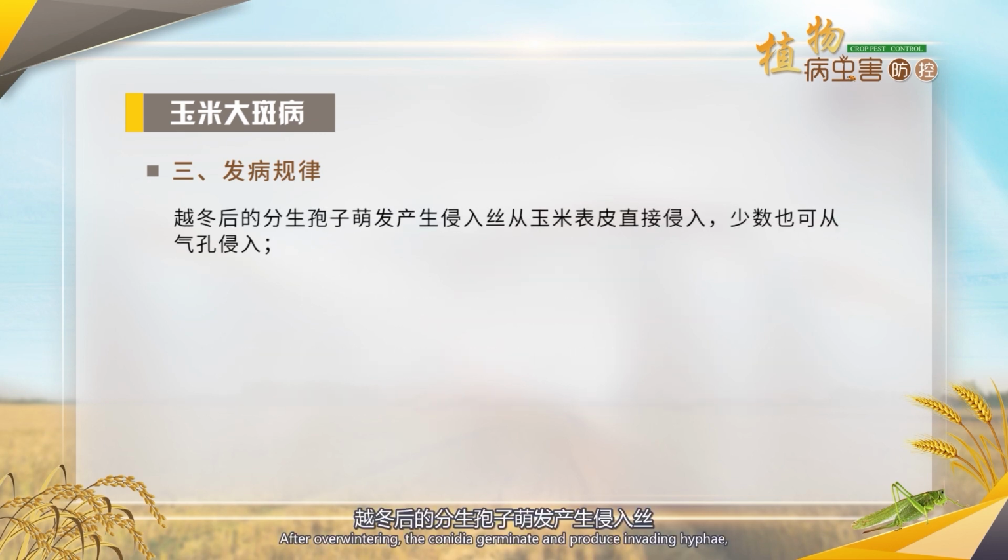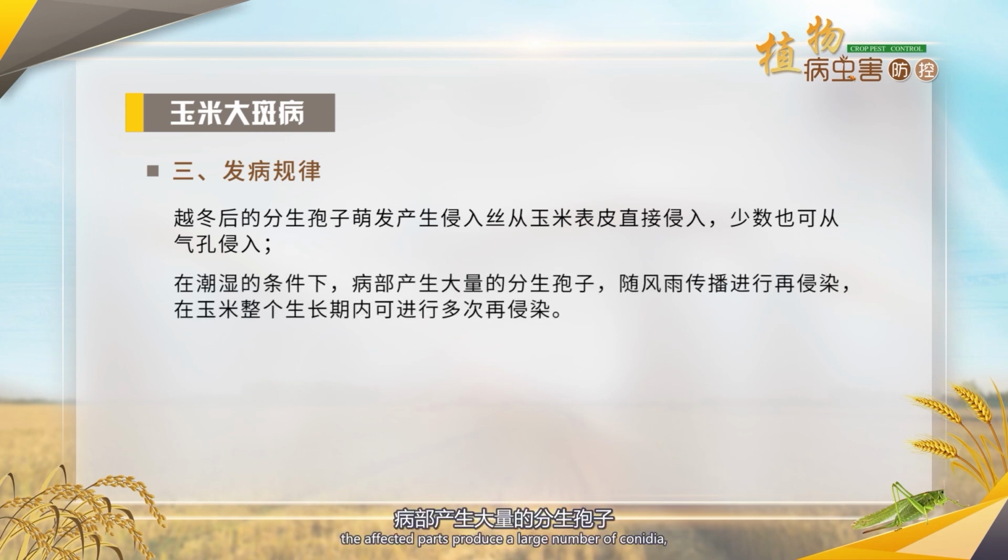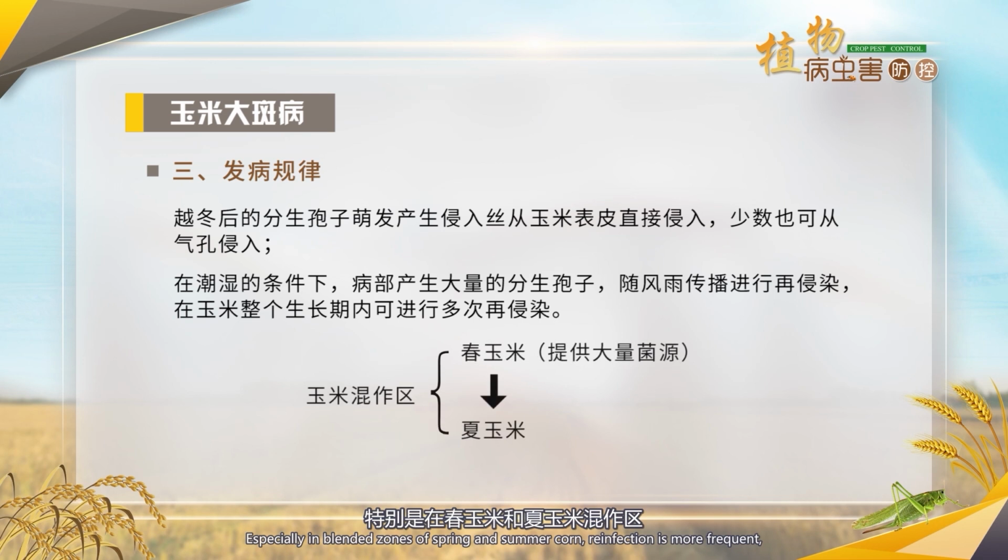After overwintering, the conidia germinate and produce invading hyphae, which invade directly through corn epidermis, and a few may also invade through stomata. Under humid conditions, the affected parts produce a large number of conidia, which are transmitted with wind and rain for reinfection, maybe multiple reinfections during the whole growing period of corn. Especially in blended zones of spring and summer corn, reinfection is more frequent because the former provides a lot of bacterial sources for the latter. Different corn cultivars have distinct disease resistance. If a susceptible cultivar is planted over a large area, it often leads to the prevalence of leaf blight.